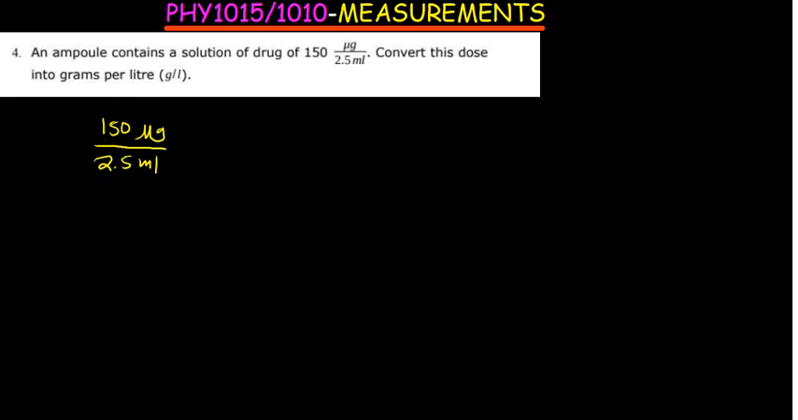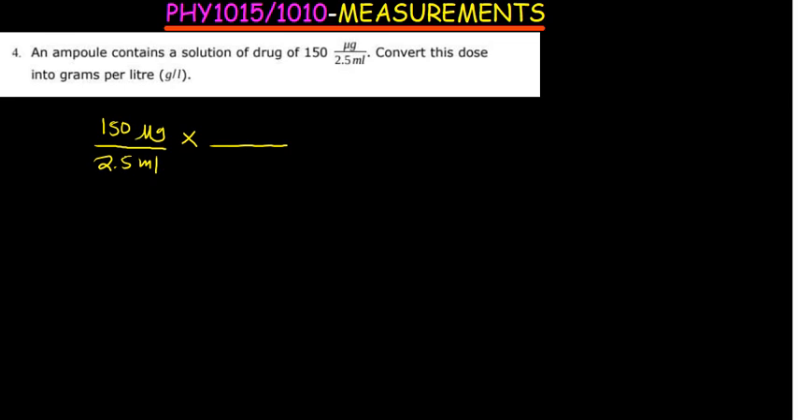Now you want to convert this to gram per liter. So we don't want to have a microgram and we don't want to have a milliliter. We want to have a gram and then a liter. Now how do we convert that? So we are going to multiply. Yesterday we already talked about the microgram, milligram. So let's first convert this microgram to gram.